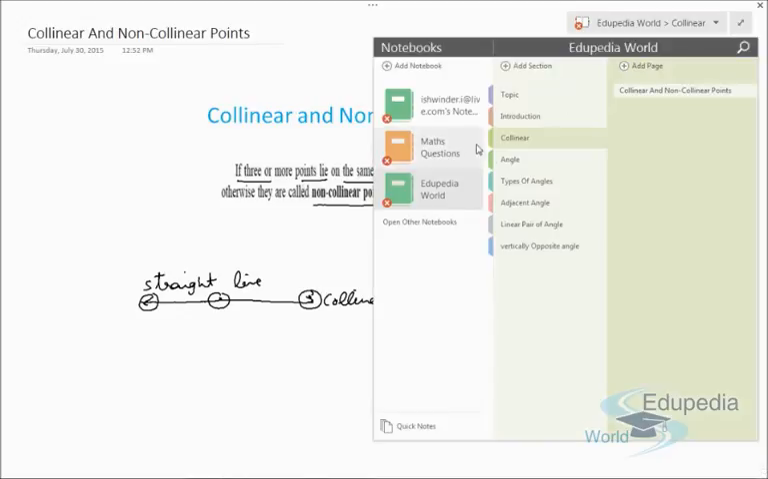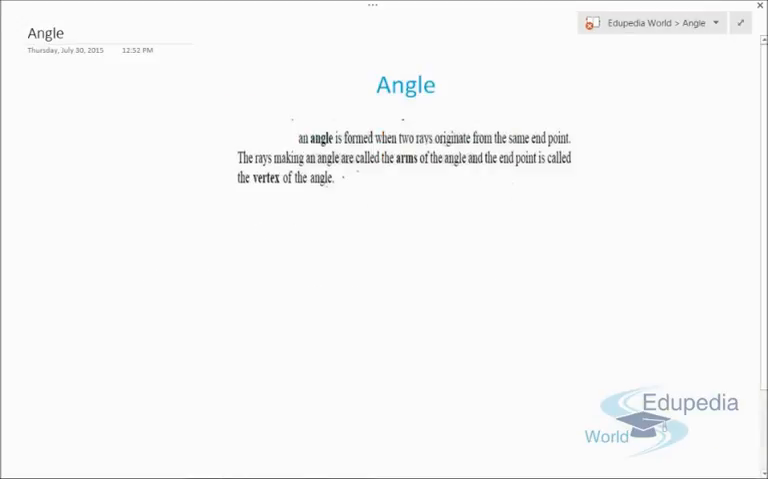So let's get started with the next concept, which is angle. So what is an angle? Now it is a very important part. An angle is formed when two rays originate from the same point. Suppose this is the origin. If one ray goes like this and the second ray goes like this, so we have two rays, let them be L and M, and they are originating from the same point. Two rays originating from the same end point, the rays making an angle are called the arms.